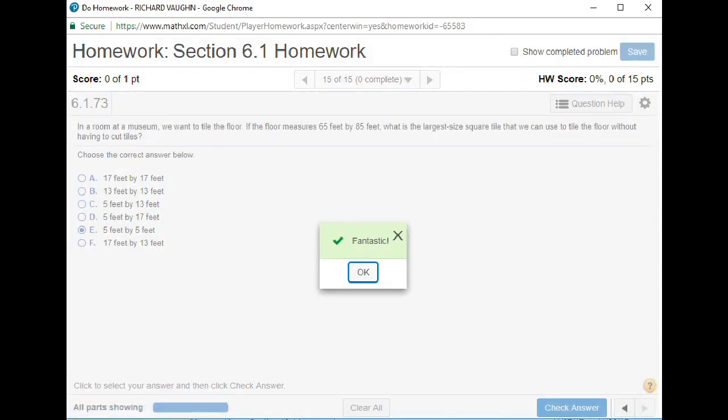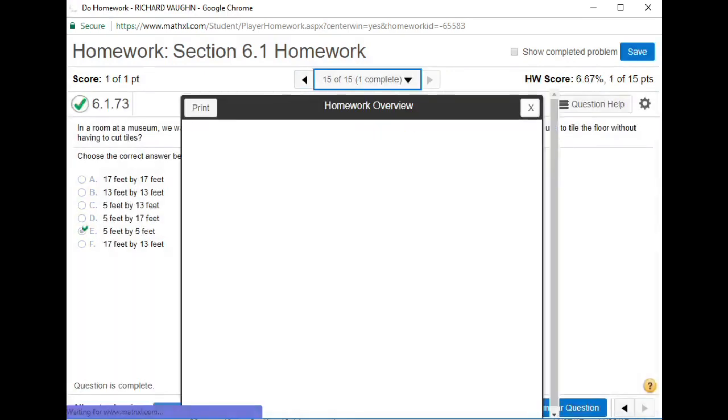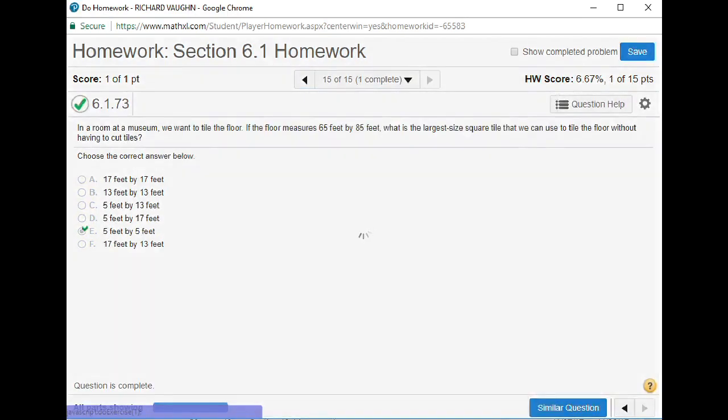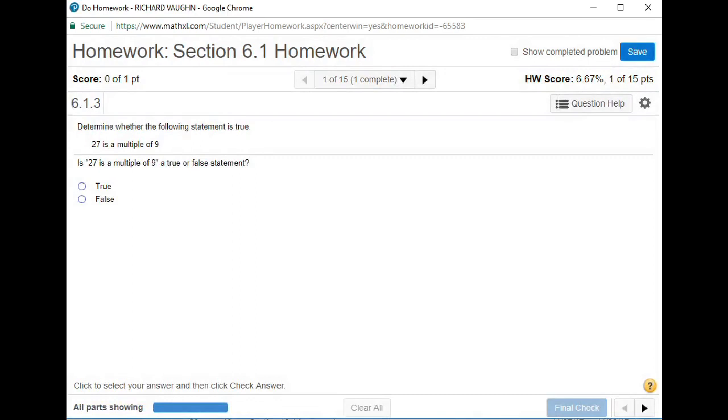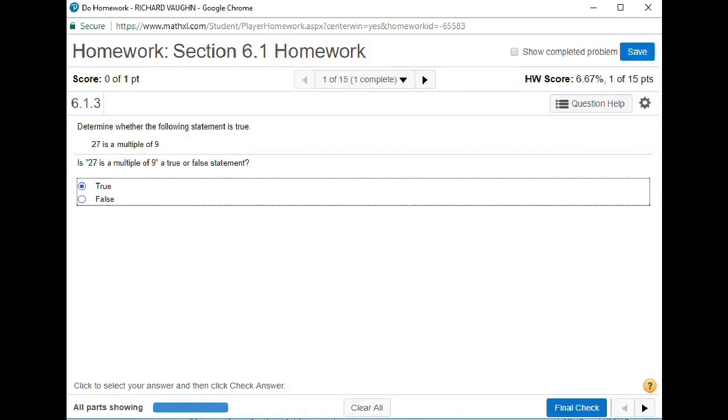All right, now we're going to go all the way back to question 1 and just see how far we can get through starting at the beginning. All right, 27 is a multiple of 9. That's a true statement.